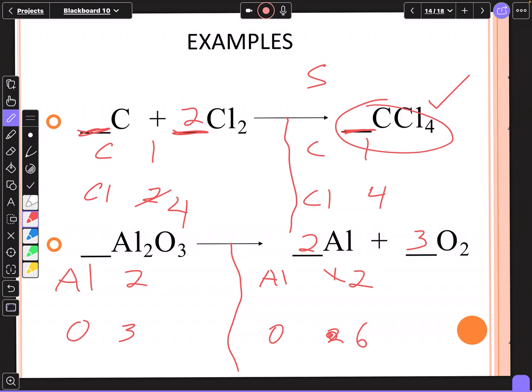On the left, I would need to put a 2 in front of the Al2O3 to give me 6 oxygens. But it's going to change my aluminums also. 2 times 2 gives me 4 aluminums.